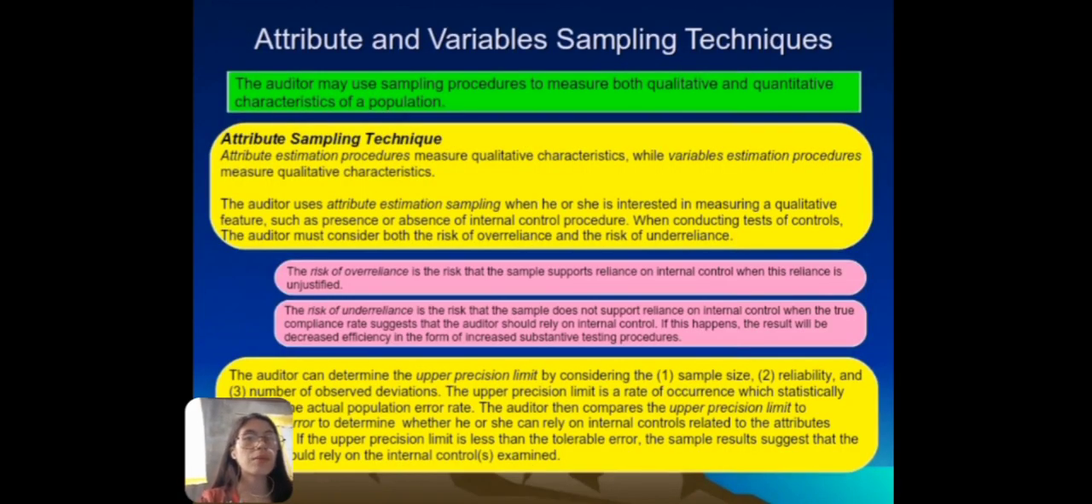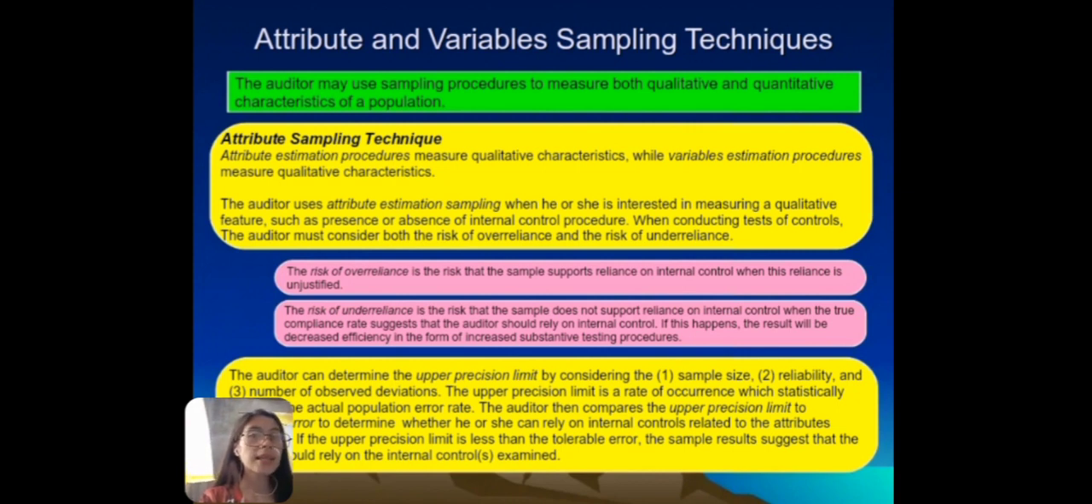Next are attribute and variable sampling techniques. The auditor may use sampling procedures to measure both qualitative and quantitative characteristics of a population. When we say attribute sampling technique, the attribute estimation procedures measure qualitative characteristics, while variables estimation procedures measure quantitative characteristics. So the auditor uses attribute estimation sampling when he or she is interested in measuring qualitative features such as the presence or absence of internal control procedures.